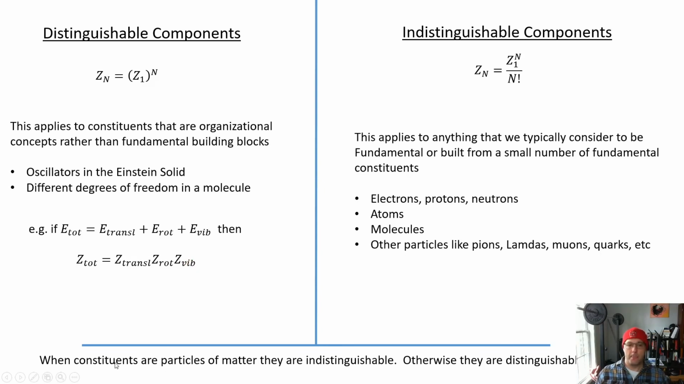So again, when the constituents are real particles of matter, they will always be indistinguishable. If they're just organizing principles, in other words, degrees of freedom, you can treat them as distinguishable. And so we'll be doing some examples of both of these in the next 2 mini lectures.